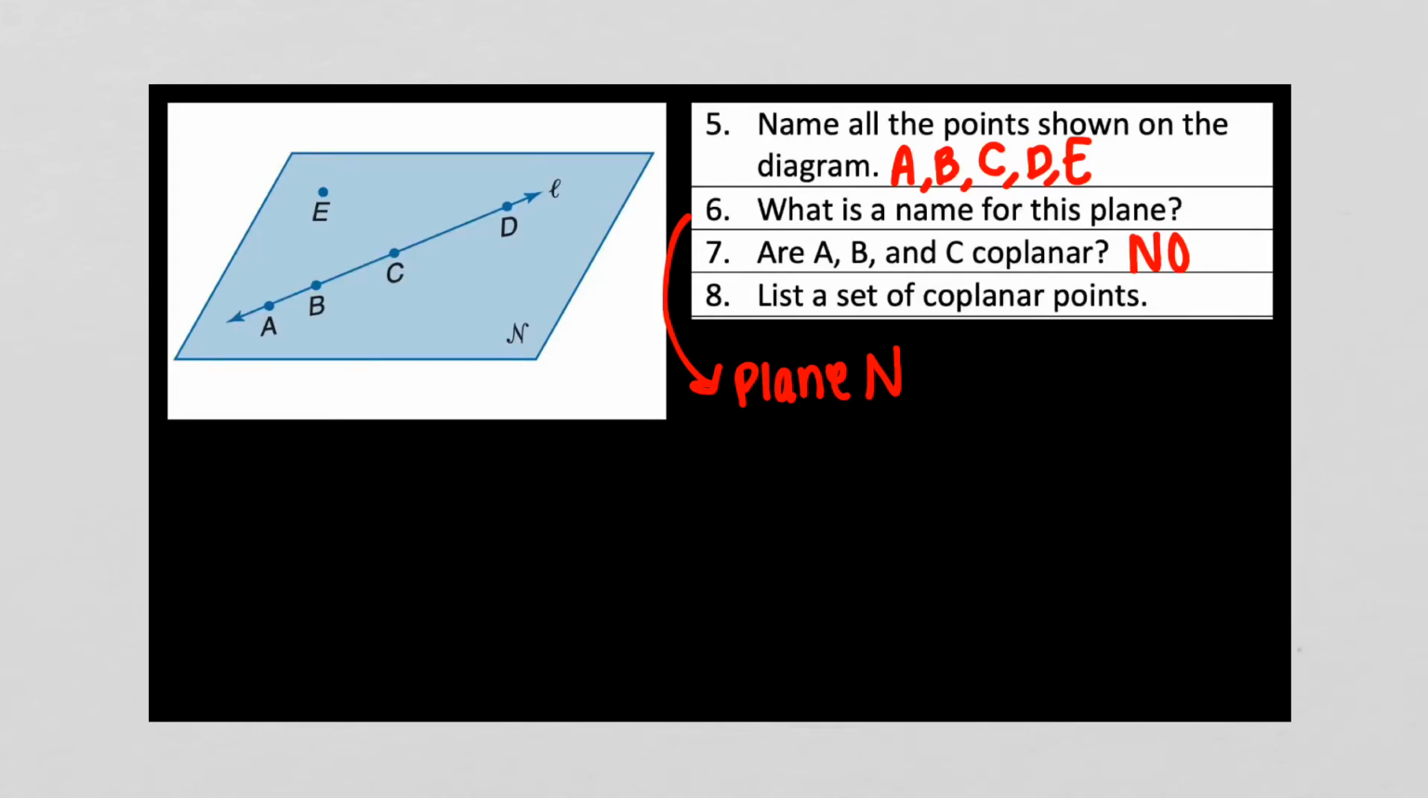And then number 8, I ask you to list a set of coplanar points. So all you're going to do is pick 3 points that you cannot connect with a line. So I for sure am going to use E. And then the other 2 can come from the line. I'm going to do C and D. There's no way I can connect all 3 of these points with one line. So a set of coplanar points on here would be E, C, and D. Remember, the order of those doesn't matter. Pay attention to them on your test with the answer choices.